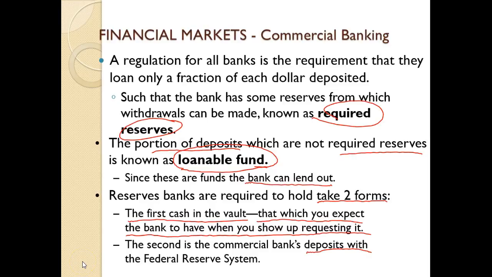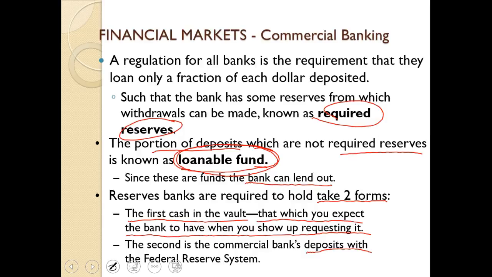So where we left off on the last video is we were talking about required reserves, the amount that the bank is required to keep on hand in case withdrawals would like to be made. We talked about how you found the loanable fund. The loanable fund is the amount of deposits which a bank has minus the required reserves. This is the amount that a bank can loan out or they can sell to somebody else in the form of a loan.